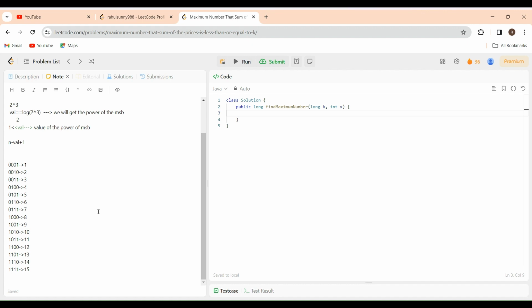Now let us take another example here. If we consider 14 here, okay? So for 14 the most significant bit is 8, okay? From 14 until 6 we need to consider, okay?